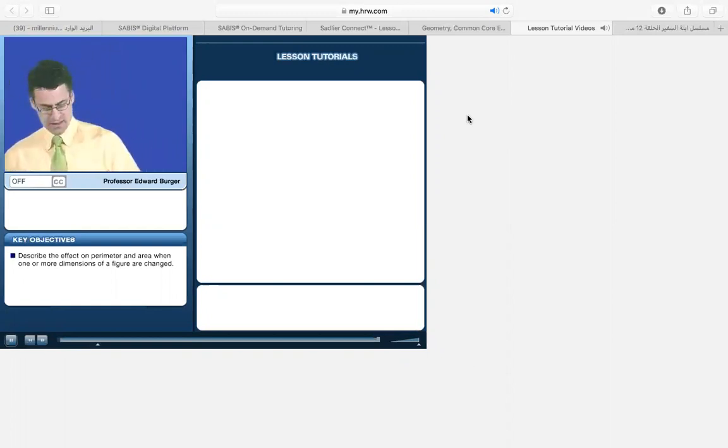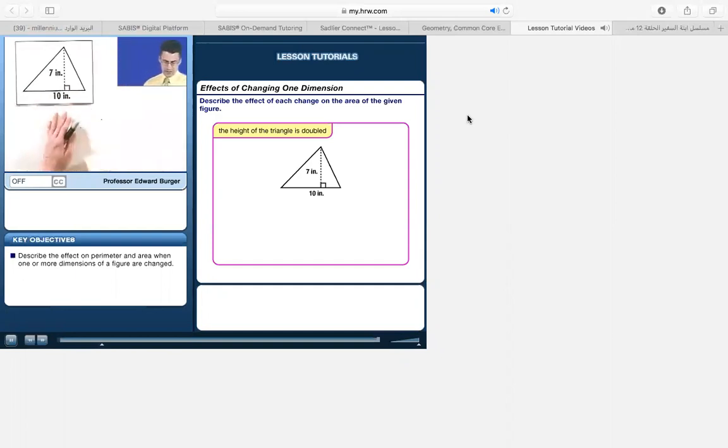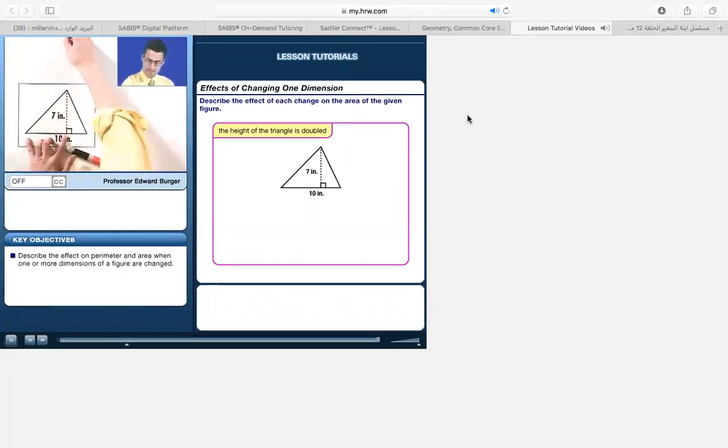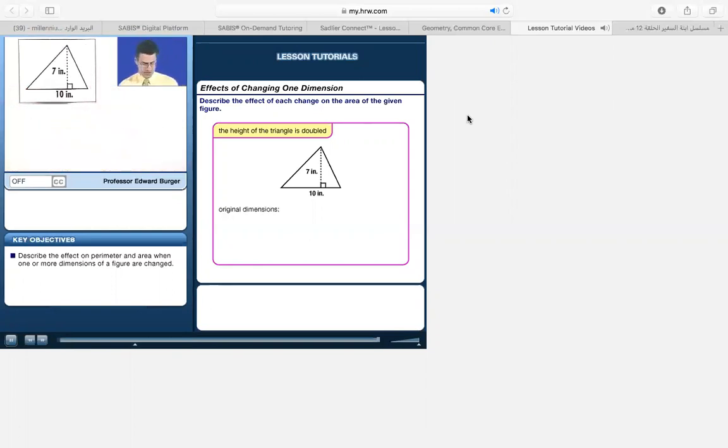The first one I want us to take a look at is a nice little happy triangle, no big deal. I want us to find the area, and then find the change in area if we were to double the height. So instead of having the height be 7, it's now going to be a whopping 14. Let's see how it affects things. The original area is 1/2 base times height, which is 5 times 7, which is 35 inches squared.